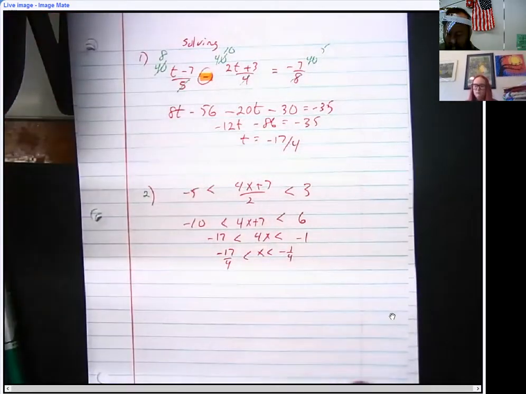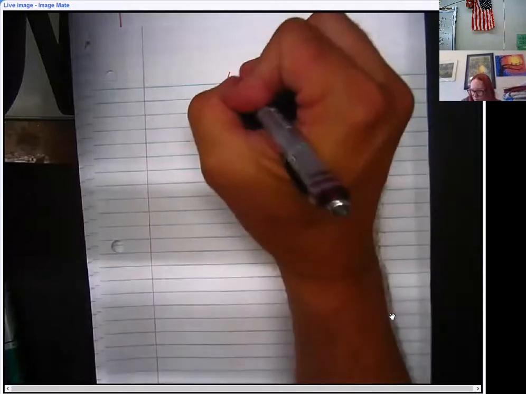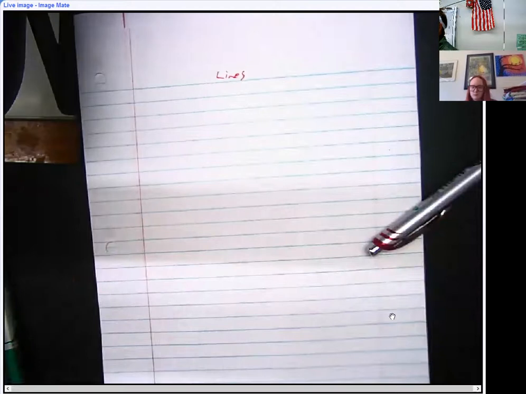And the last little topic of the day, and that's all the time I am going to have left, is about lines, okay? So do you guys, what was the first form of a line you guys learned how to correct?